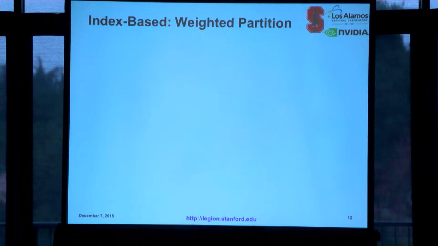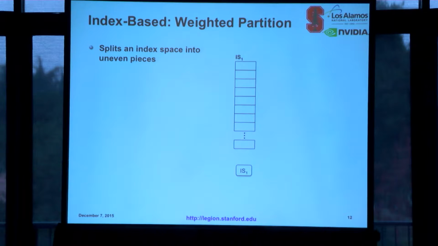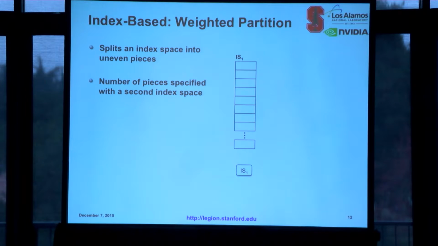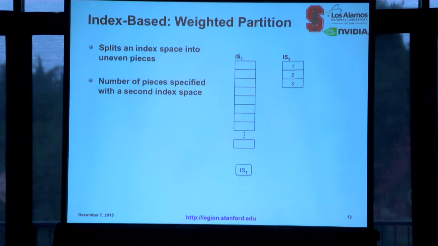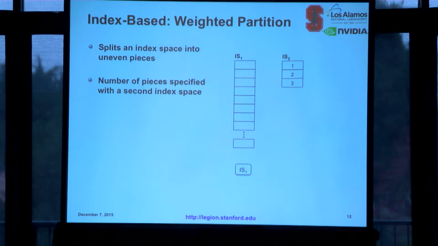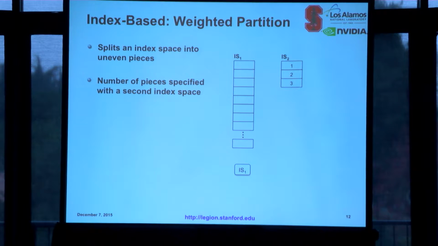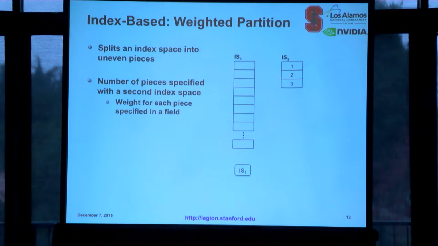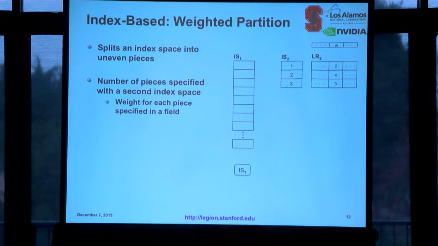A close relative of it is the weighted partition. As you might guess, this is going to split an index space into uneven pieces. So again, here's our index space. And again, the number of pieces is going to be specified by a second index space. So there's IS2 there. But now the difference is that we're going to need to associate a weight with each of the subregions that we're going to create. This is application data, and since we want to be incorporated with the Legion data model, we're going to store that in a region. So we need a weight for each piece specified in a field. And so there's going to be some logical region associated with the second index space.